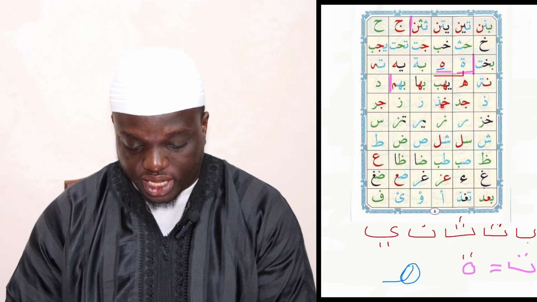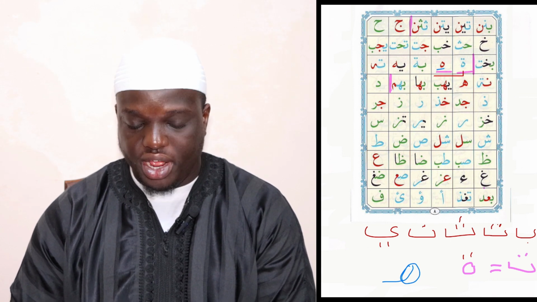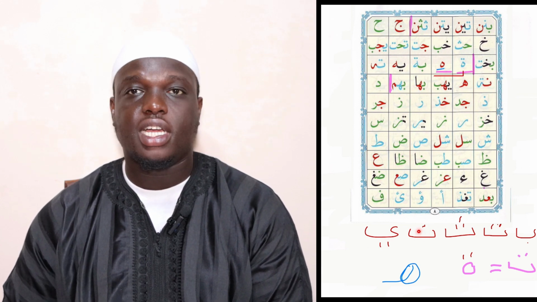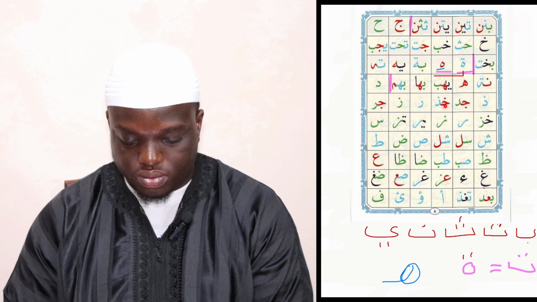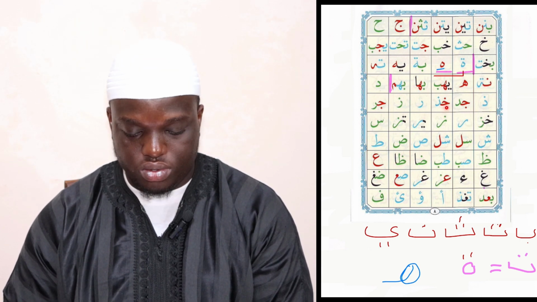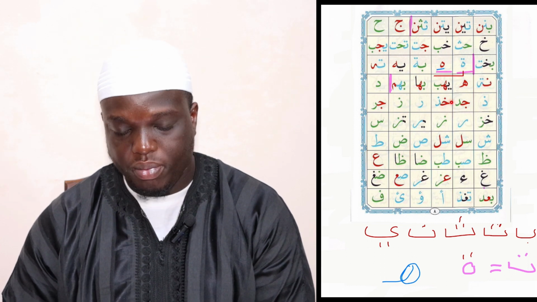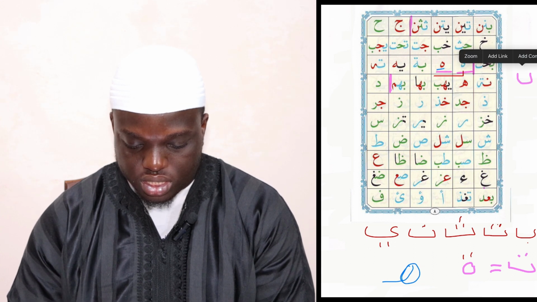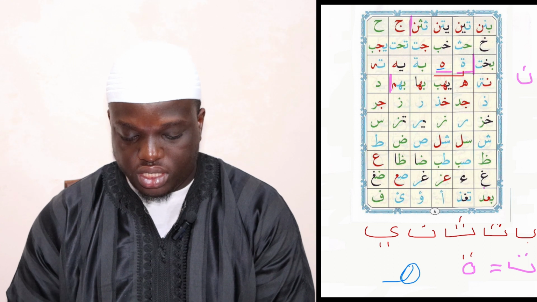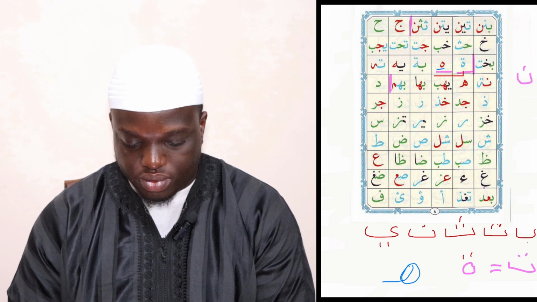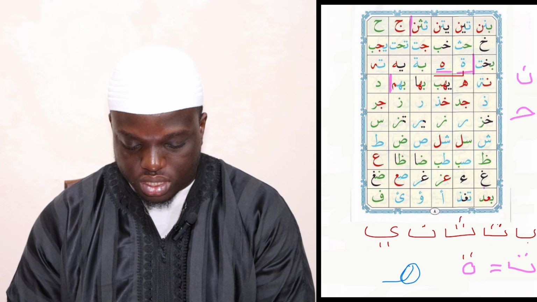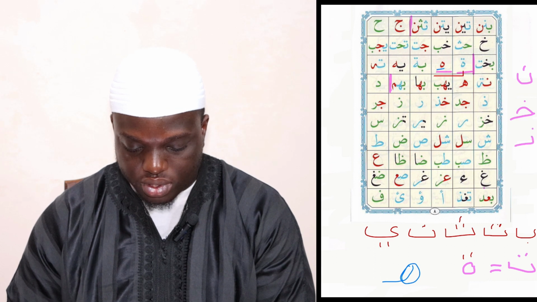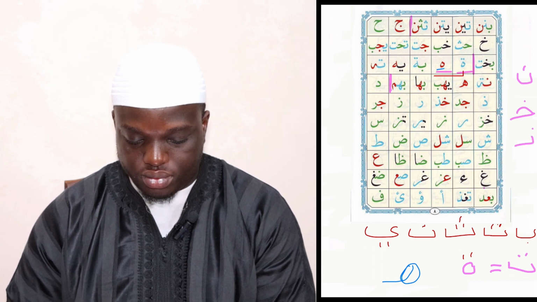Next one, what letter is this? One dot above. So we look at the shape first. What other letter has one dot above? We know noon. Noon carries a dot above. But is this a noon? No, this is not a noon. Why is this not a noon? Because it doesn't have the shape of the noon. This is how the noon is written. When it starts, it has this shape. So we know this is not noon.